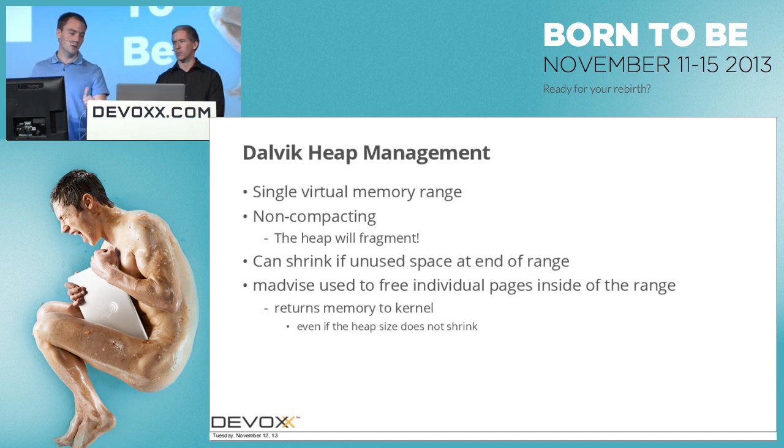So Dalvik doesn't compact but can shrink the heap if there's unused space at the end. Doesn't happen that often. It can also use the madvise API for the kernel. So even if your heap is fragmented, if it has pages of empty memory somewhere in the middle of the heap, Dalvik can give those pages back to the kernel. So it will look like your heap is taking, let's say, 192 megs of RAM, but actually it will use less physical RAM than that. But you could get in big trouble if you try to use those missing chunks later on.